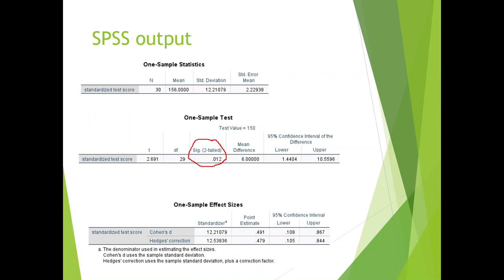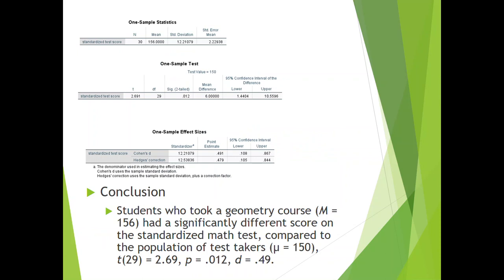So the way we would write this up is: students who took a geometry class, and I put the mean of this group here in parentheses after I mention them. Where I get that mean from is up the top, where we have our one sample statistics, and it tells us the mean of our sample. It also tells you how big your sample was. So we had 30 people in this sample, and the mean of those 30 people was 156.